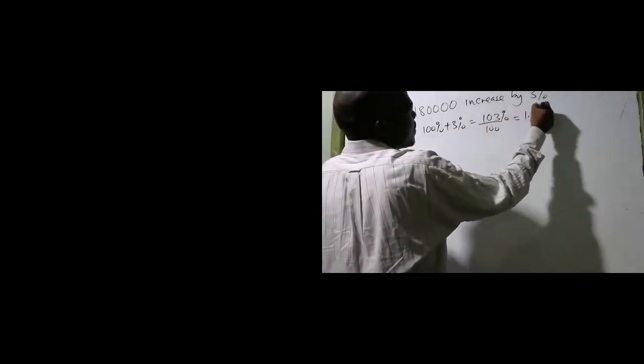We need to increase this amount by 3%. So what we do, we multiply by which value? So we need 1 plus 3 over 100. So this is like 100% plus 3%. What do you get? 103%. But you can divide by 100 to get what? 1.03 is the multiplying factor.